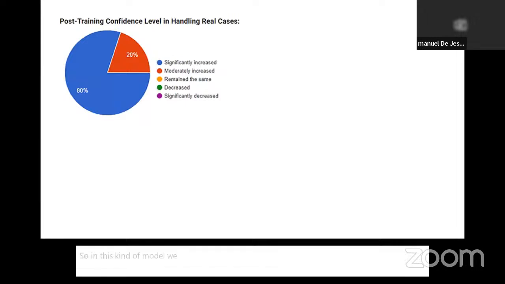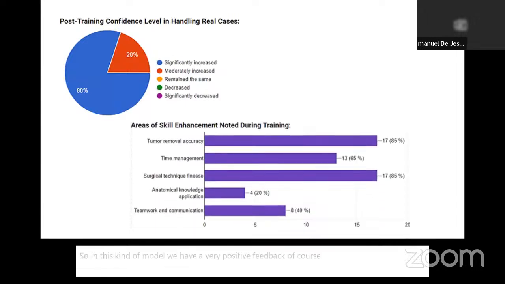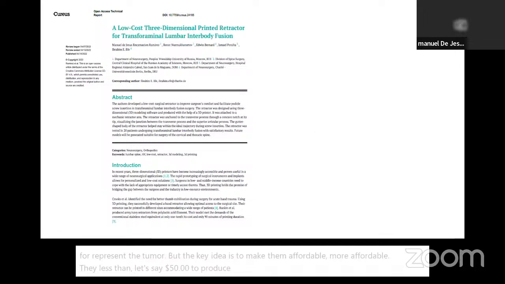In this kind of model, we have very positive feedback. Of course, these are experimental models. The idea is to make them very affordable. We can use the same silicone I already used to make the brain models. We can use it for the spinal cord and use another kind of silicone to represent the tumor. But the key idea is to make them more affordable, less than, let's say, $50 to produce five or six of them.